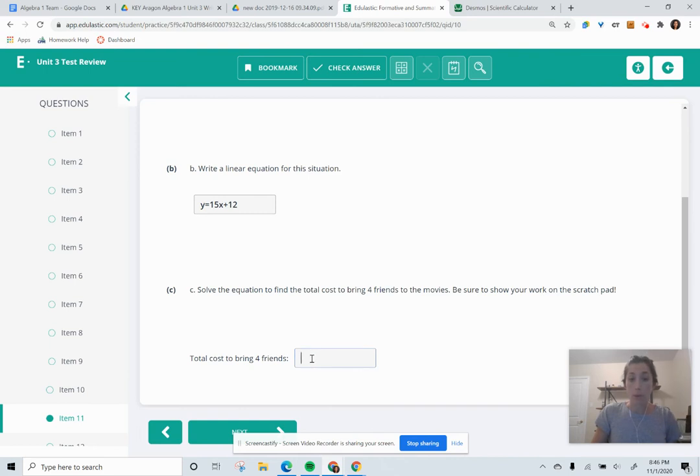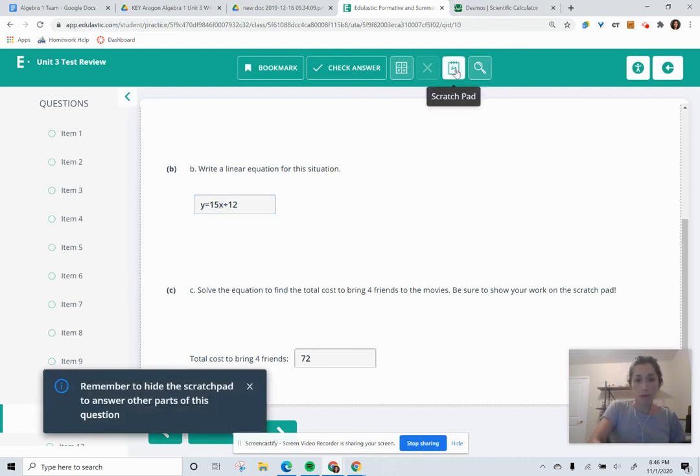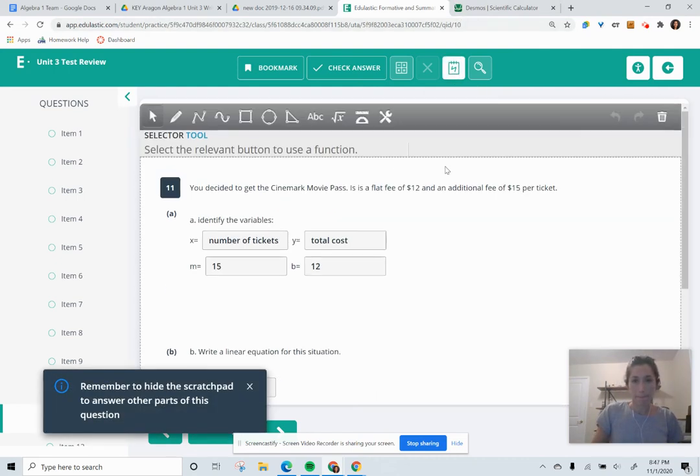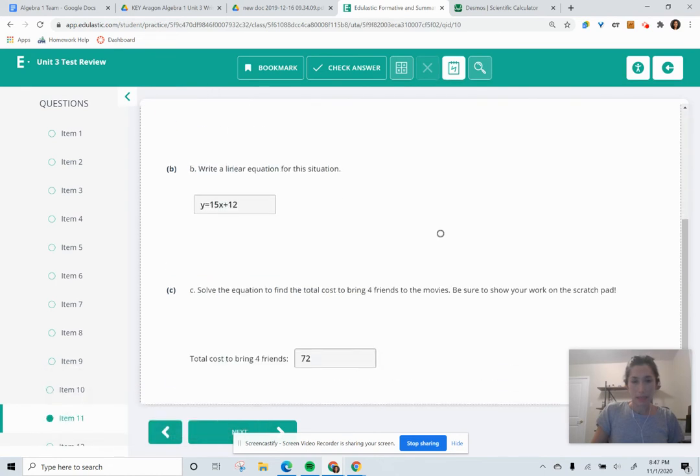And if we were to bring 4 friends, we are basically doing 15 times 4, so that's 60, and then 60 plus 12, that is $72. So we basically are just plugging in whatever number we had, so 4 tickets, 4 people, and multiplying that out. So if we want to show some work for that, I would go ahead and say y equals 15, you want to multiply that by 4, and then you're adding the $12 starting fee to that as well.